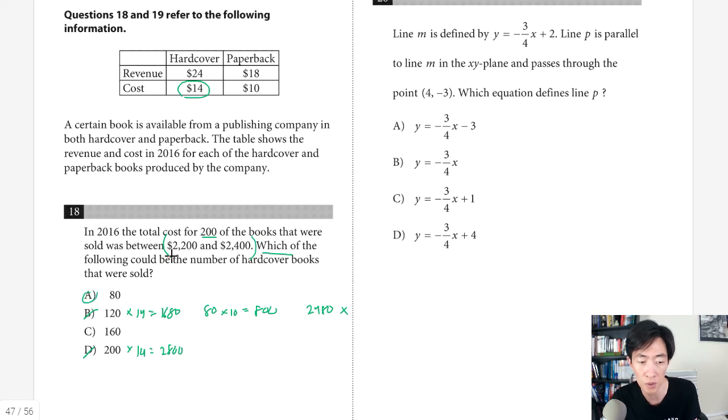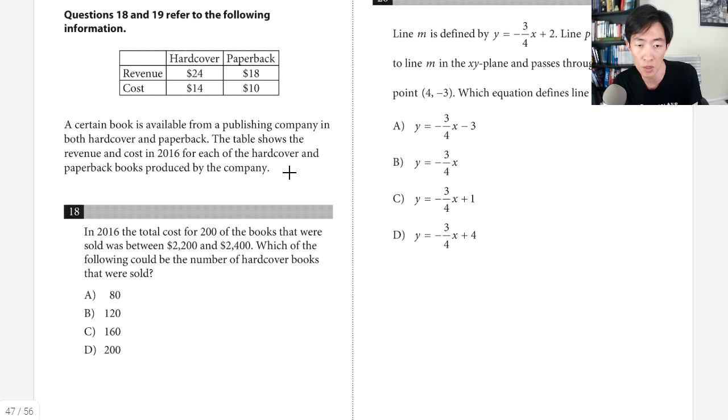If you wanted to check that real quick, you can do 80 times 14, which is the cost of the hardcover. That's 1120. 80 hardcover means 120 paperbacks were sold at $10 each was the cost. So that's 1200. 1200 plus 1120 is going to be 2320. And that's right in between 2200 and 2400.